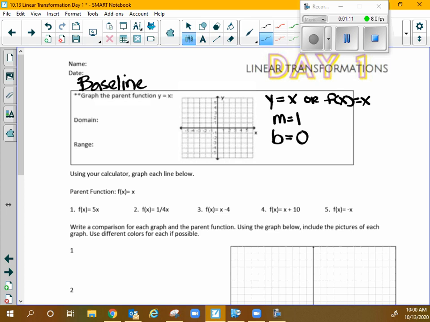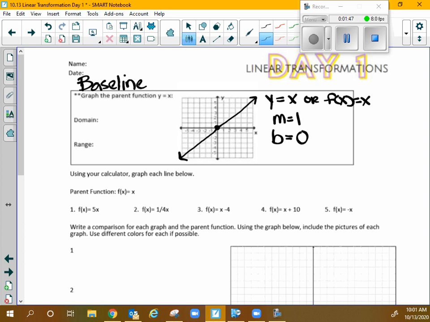0. If there is an x, it can't be 0x, y'all, or else there would be no x there, right? So if it's just x, the coefficient is 1. But if there's nothing being added on to the end, it's 0. So when I graph this, that is your parent function going through the origin, slope of 1, going on forever and ever and ever in each direction.